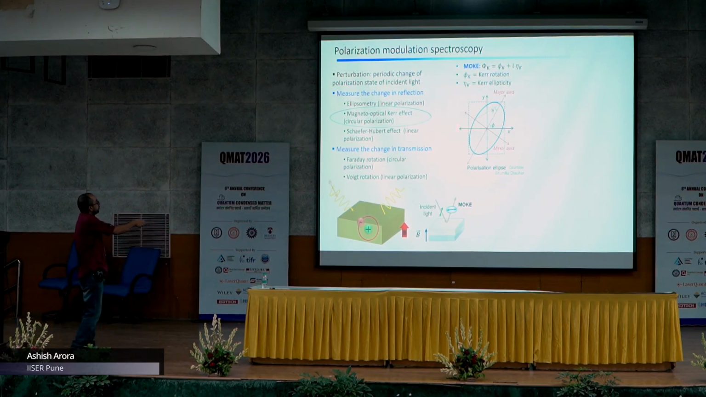And if we look at this rotated and elliptically polarized light, there is this angle which is rotation and this angle is ellipticity. Phi k and eta k. This is phi and this is eta. So essentially, this is what we measure in such methods.